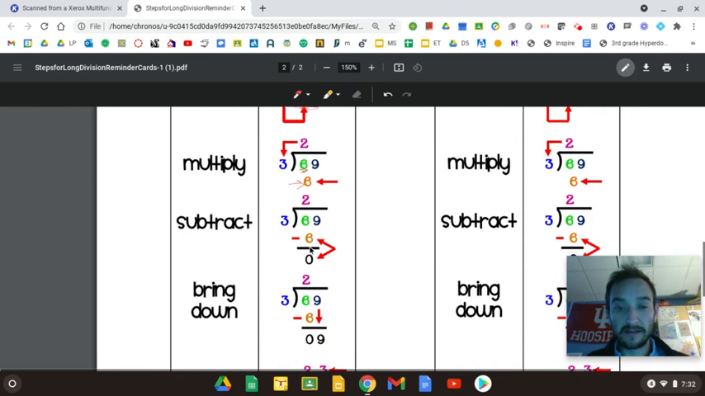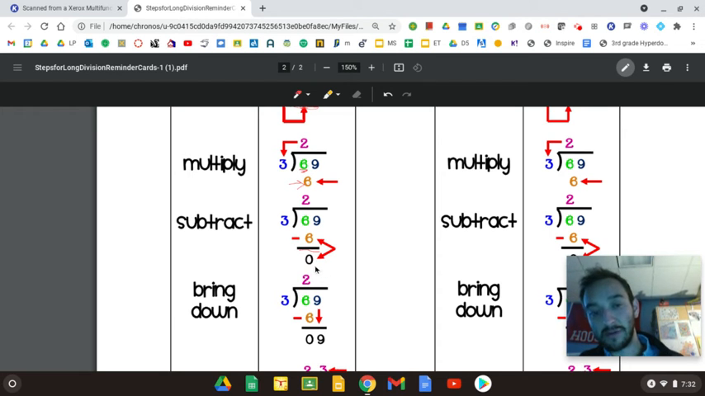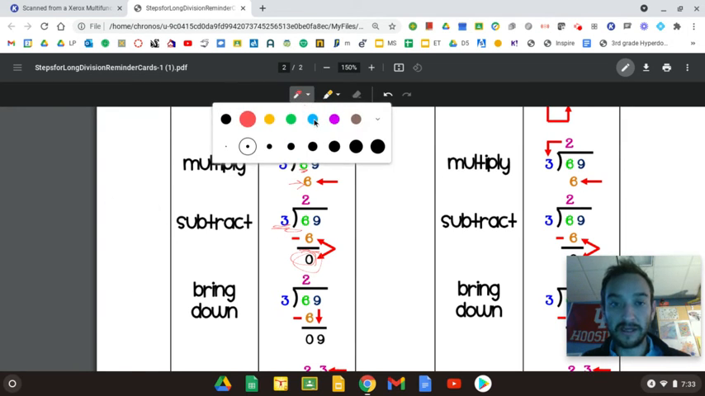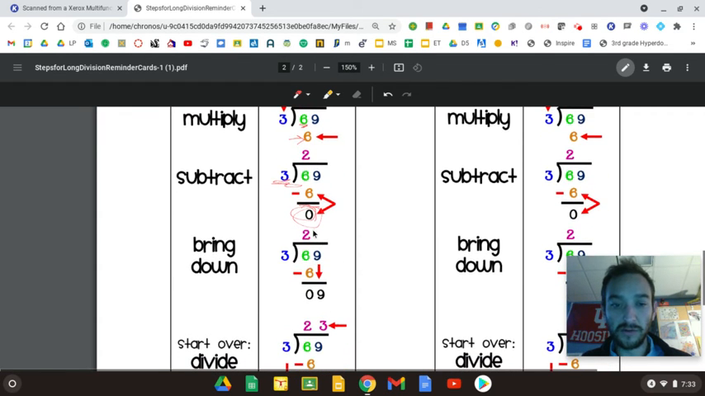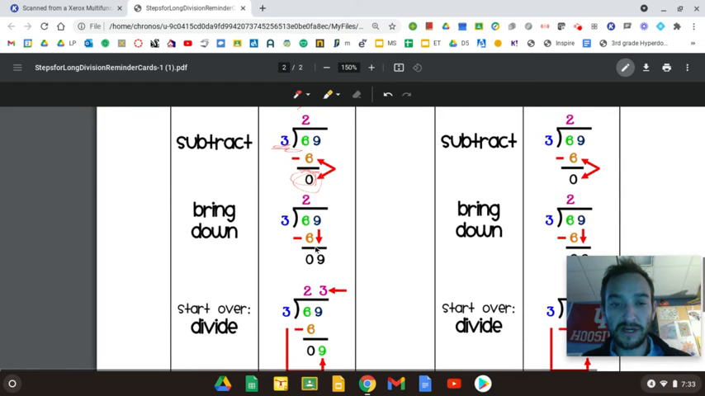Then you're going to subtract. Here's another check built in here. When you subtract 6 minus 6, you get 0. If you subtract and this number where the 0 is is bigger than your divisor, then you did something wrong. In that case, you probably didn't divide enough. You can take more out. So here they subtracted and got 0. So 2 is exactly how many 6s there are, and then you bring down.